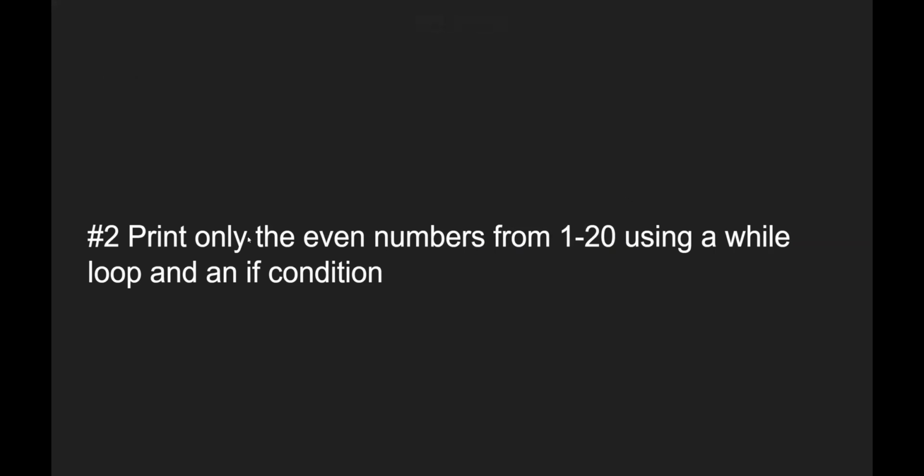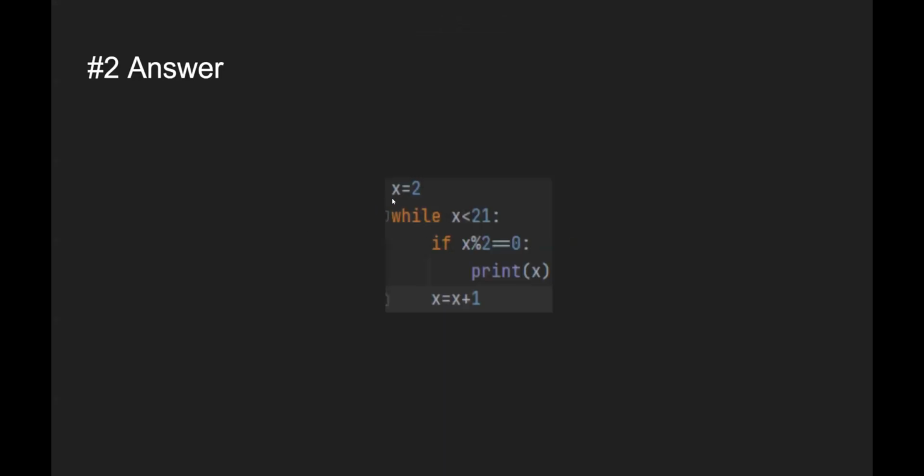So we have to make a variable called x equals 2. You can also do it with 0 if you want. So we said while x is less than 21, because we want to print all the even numbers from 1 through 20. So we said if x modulo 2 equals 0. So if the remainder of x divided by 2 equals 0, because that's what an even number is, we print that number and then we add 1 to it.